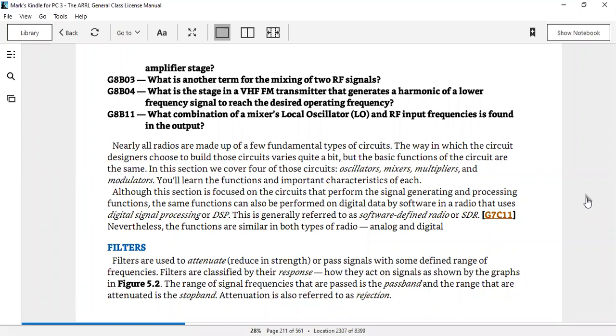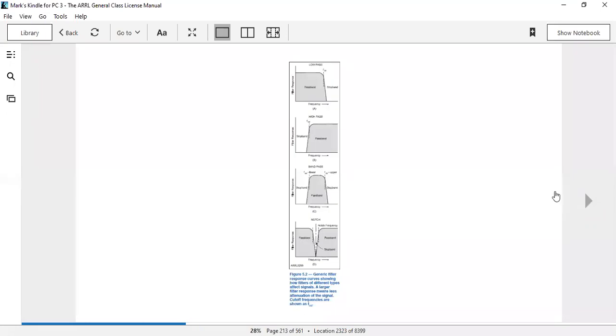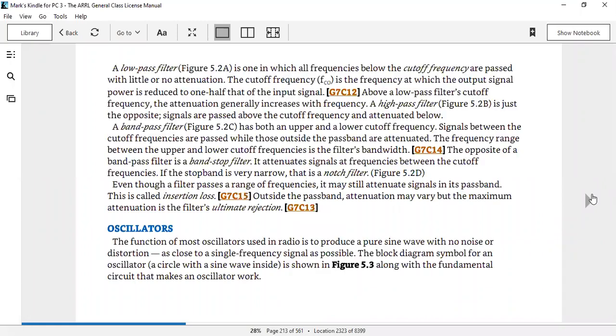Filters are used to attenuate, to reduce or pass signals in a defined range. Filters are classified by the response and the pass band. Also, attenuation could be called rejection, or the attenuated signal can be called the stop band. And here are some pictures, and I'm going to skip that. You'll have to look in your own book because I can't make them bigger.